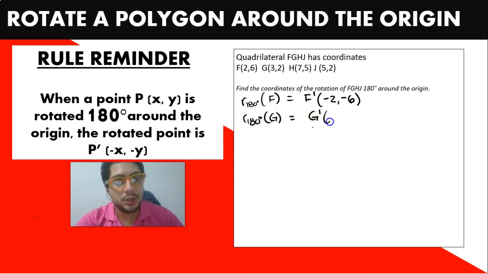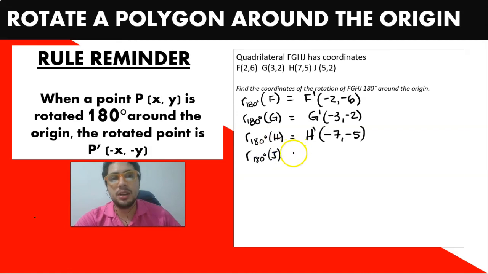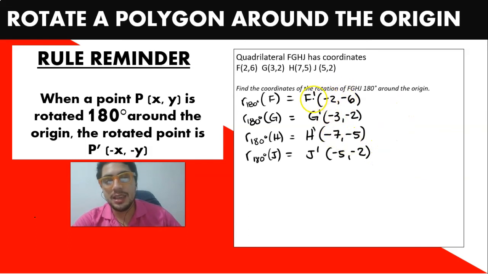So G is now going to have a new position, which is minus 3, minus 2. So it's very, very easy. You just have to change the signs of it. And we're going to do the same thing with H. So the rotation of H gives us a new position of H, which is going to be minus 7 and minus 5, right? And the rotation of 180 degrees of point J around the origin is going to give us the new position of minus 5 comma minus 2. So it's pretty easy and pretty straightforward. You just have to change the sign of the x and the y coordinates.